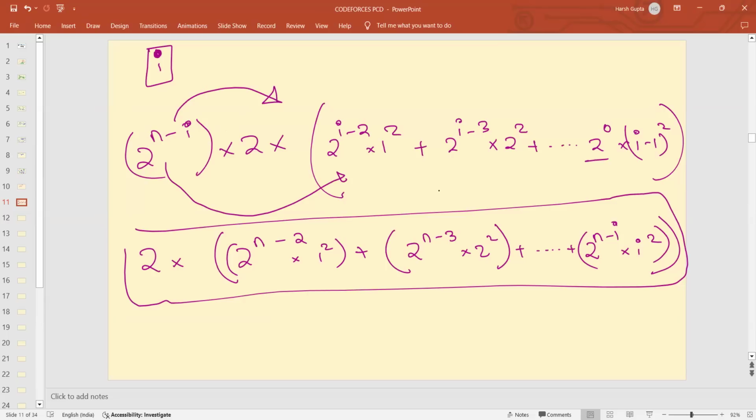We need to add it for every I, with I starting from 2 to n, because I will start from 2 only. Then only we will get some characters towards the left. If we start with 1, we will not get any characters towards the left, isn't it?